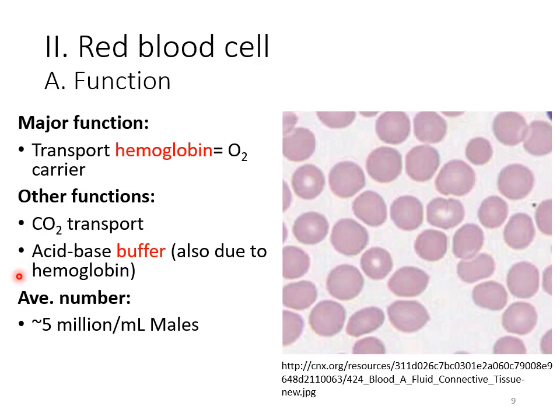So the average number of red blood cells is around 5 million per milliliter of blood in males, and around 4.7 million per milliliter of blood in females, so a little bit less in females. Again, this may be related to testosterone.